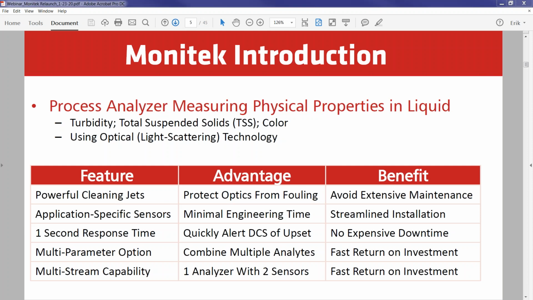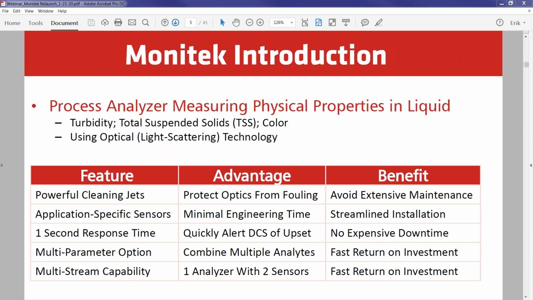We have application-specific sensors. We can design and engineer things to be specific to the application. There are a lot of off-the-shelf products, where you have to redo your installation to work around the sensor. We have the capability to engineer to suit your installation or the customer's installation requirements.